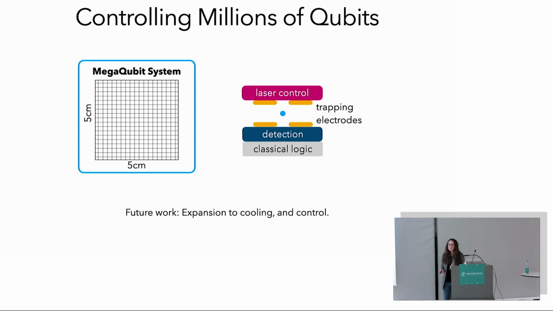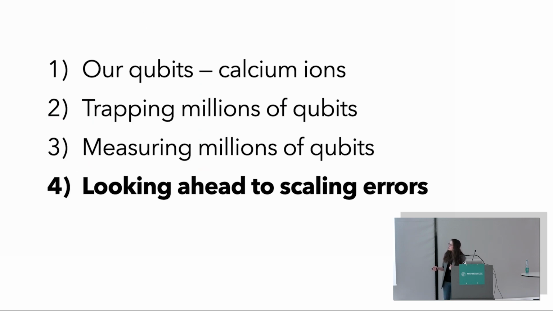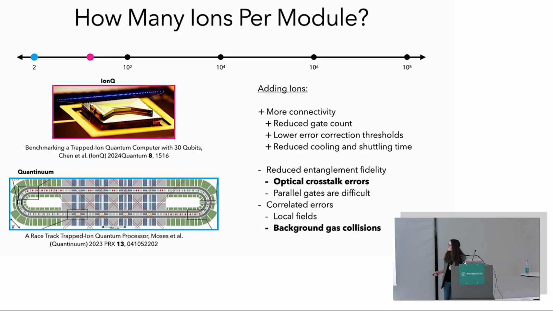So in the last 15 minutes or so, I want to look ahead to two types of errors that will become more prominent as we scale our system. As I said, there are these two different architectures. In Quantinuum, they have 2 ions per chain. In IonQ, they have 30.